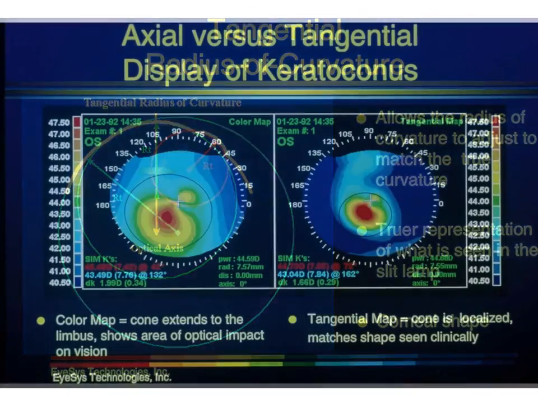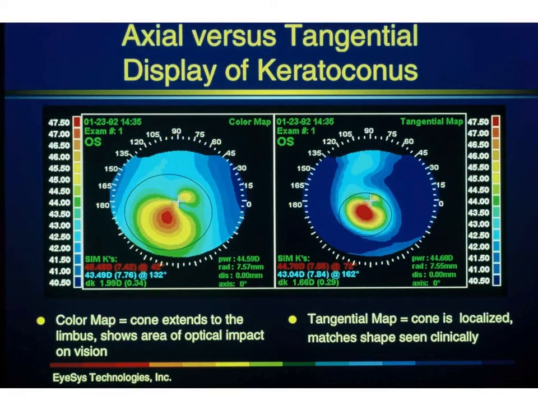In clinical practice, we tend to use axial maps more, probably because they tell us more about the effect that a topographic feature is going to have on the patient's vision, the effect it's going to have on the optical axis. It's an axial map. The tangential maps are better for geographically locating features on the patient's eye.